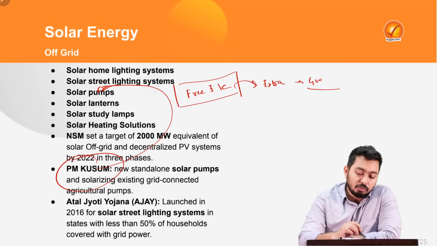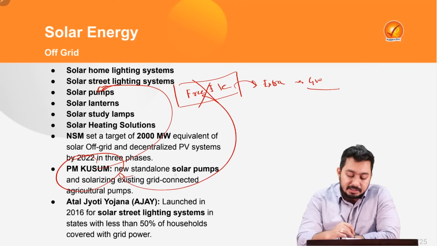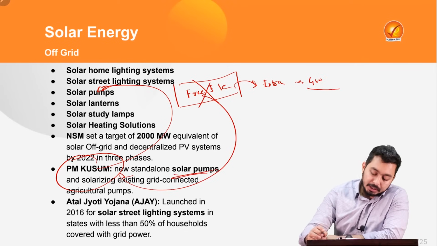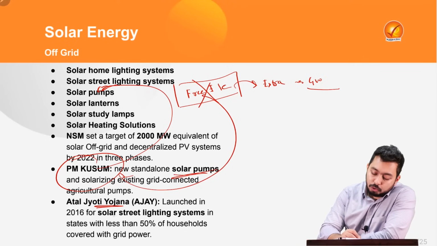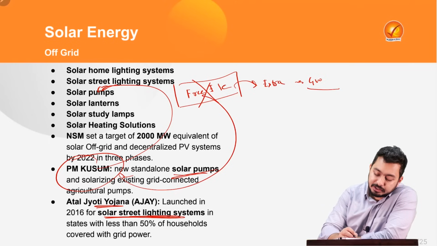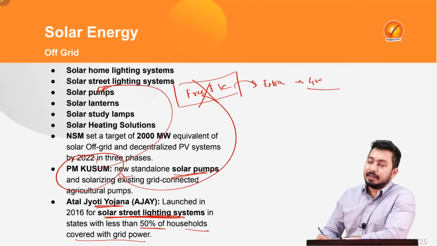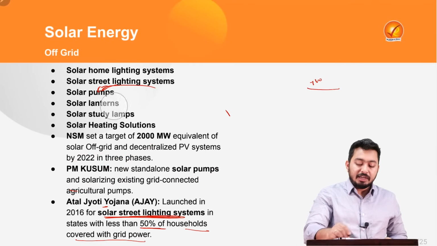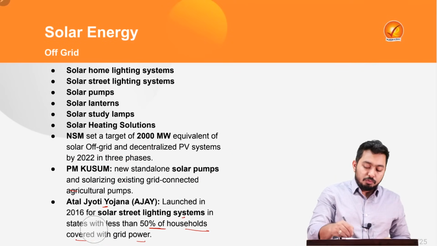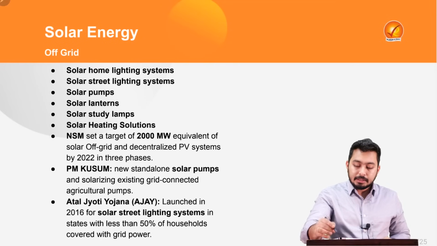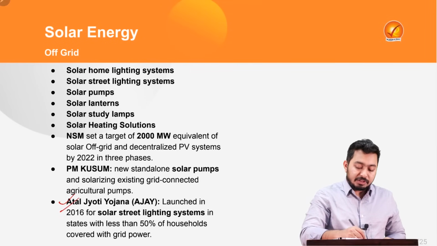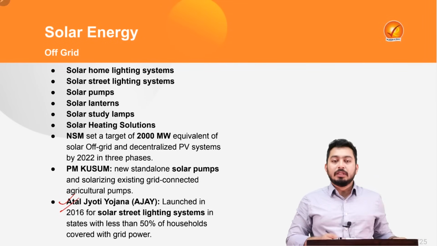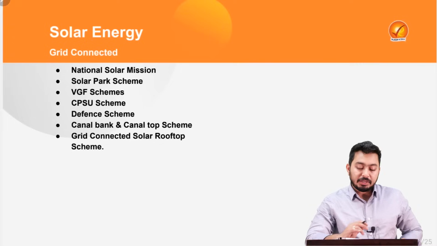Now, what we are trying to do is that this free electricity regime is to be replaced with standalone solar pumps, right? Then Atal Jyoti Yojana to go for solar street lighting systems in states with less than 50% of households covered with grid power. So now mainstreaming all these off-grid solutions. So you will see all around you that such solar lamps have been installed which switch on their own, right, based upon the timings.